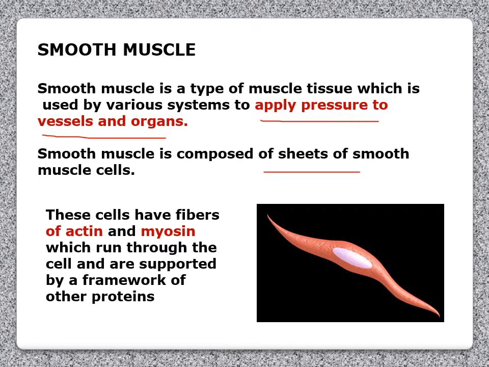These cells have fibers of actin and myosin, which run through the cell and are supported by a framework of other proteins. Actin and myosin are special types of proteins that are found in muscle fibers. And here in this picture, you can see the structure of smooth muscle. This is the nucleus.